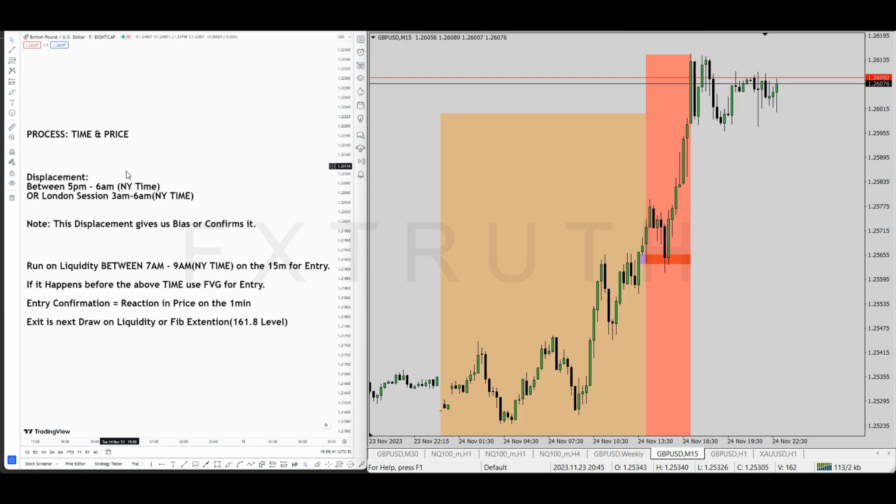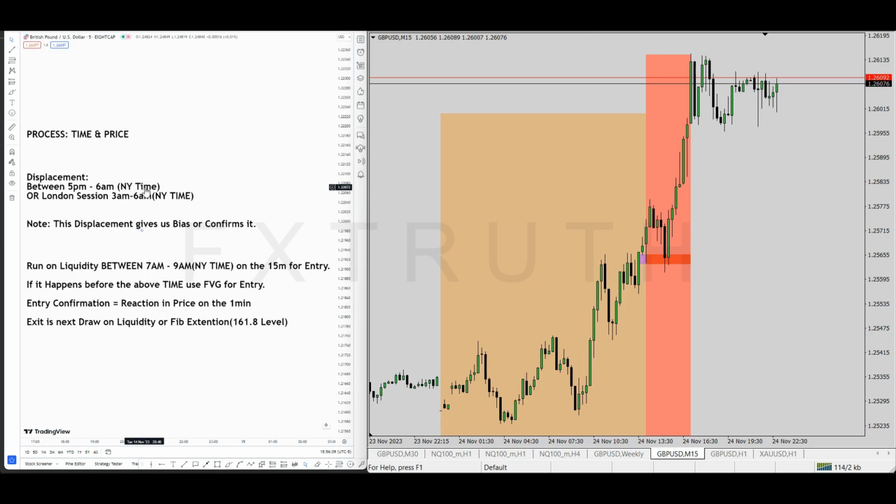So the only process we're going to be applying in this particular strategy is time and price. And this entire thing we have written out here is all the process we are going to need to implement this strategy. So the first thing we're looking out for is displacement, and we're looking out for this particular displacement between 5 p.m. to 6 a.m. New York time. So 5 p.m. from the previous day to 6 a.m. of a new day, New York time.